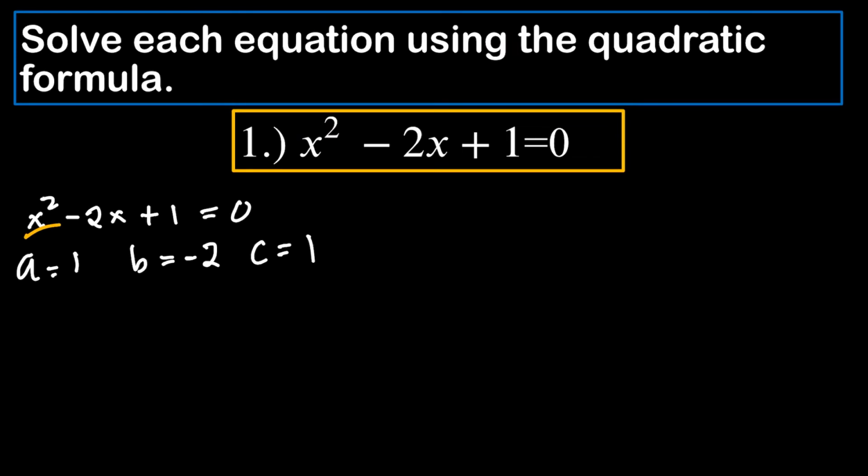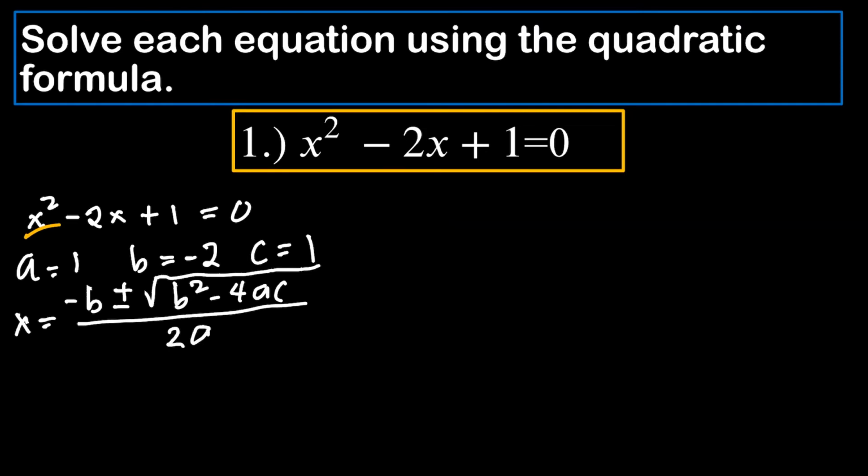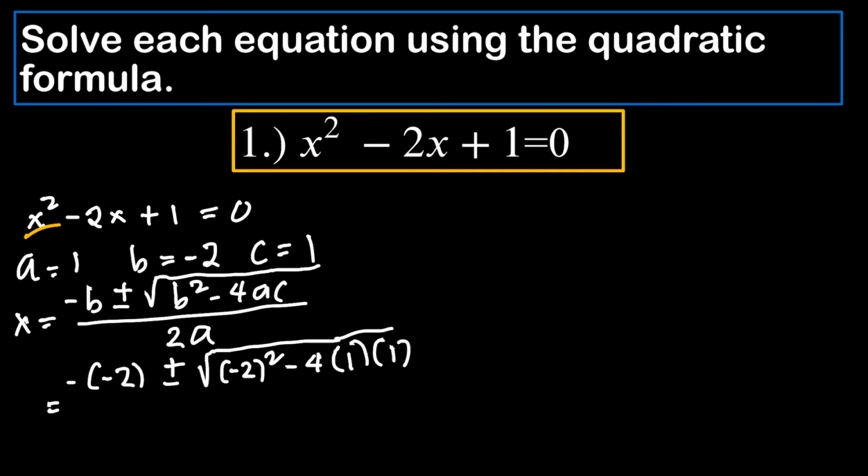Now we're going to substitute these values to the formula. x equals negative b plus and minus the square root of b squared minus 4ac all over 2a. What's the value of b? b here is negative 2. So negative of negative 2 plus and minus the square root of b squared, which is negative 2 squared, minus 4 times the value of a, which is 1, times the value of c, which is 1, all over 2 times 1, which is a.